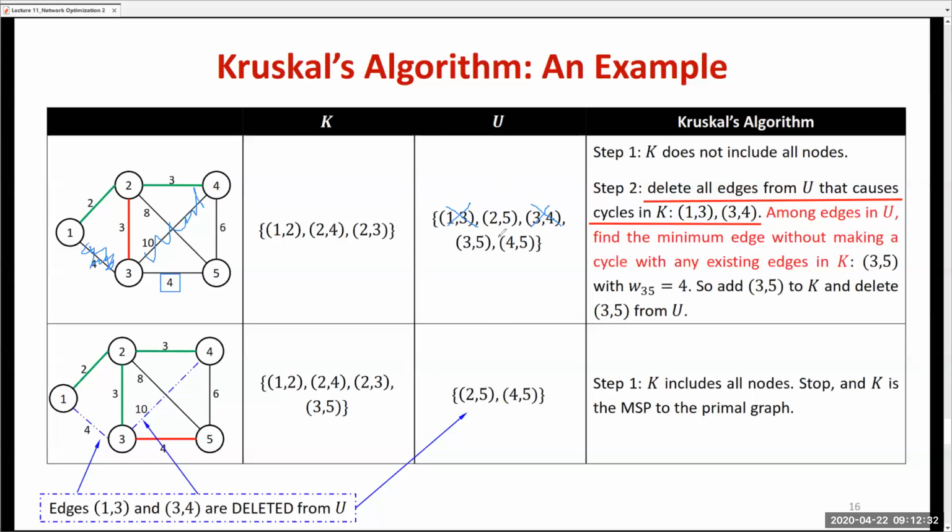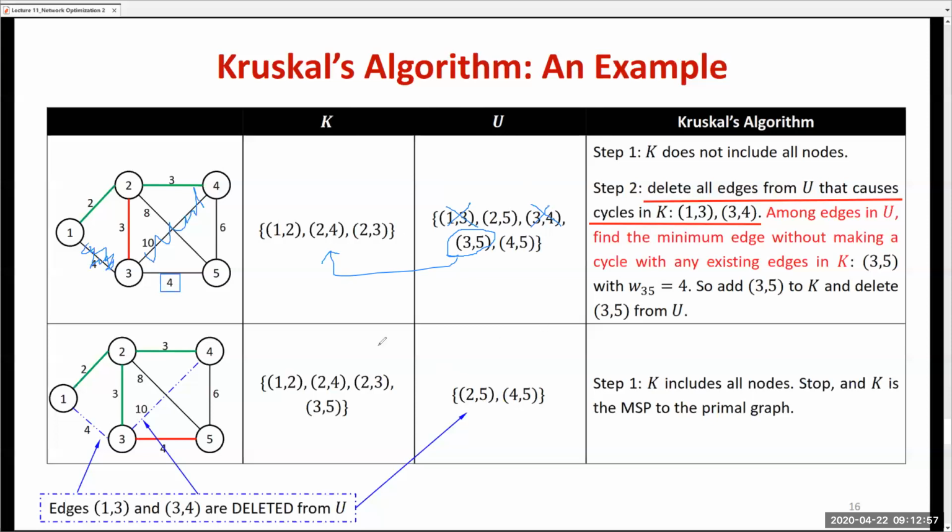And then my U set, because I'm going to choose 3, 5. I chose 3, 5 already in this step, so I'm going to remove 3, 5 as well from U, because 3, 5 is already included in K. So finally, my U equals 2, 5 and 4, 5.